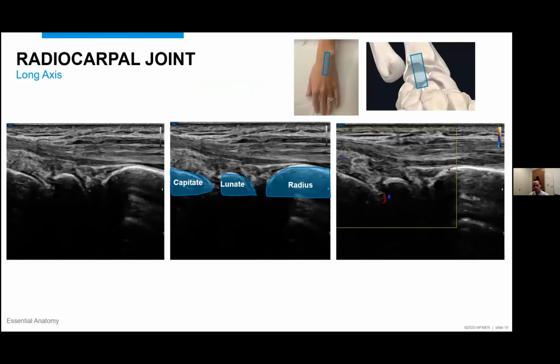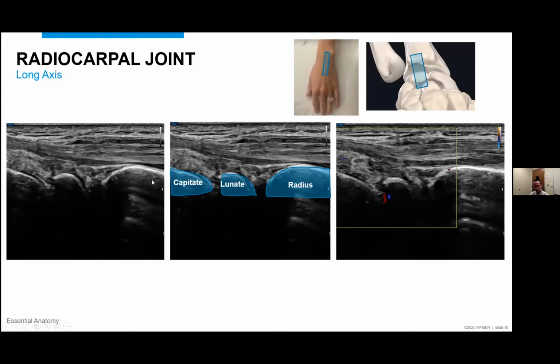So let's dive into our scan here. Look at all the important stuff. So we're starting with the radiocarpal joint. I like to do this in a long axis view to the radius. Oftentimes you're going to be a little bit ulnar to Lister's tubercle. So I have here a picture of where the transducer would be on the hand, as well as, when applicable, I try to include an anatomic model.